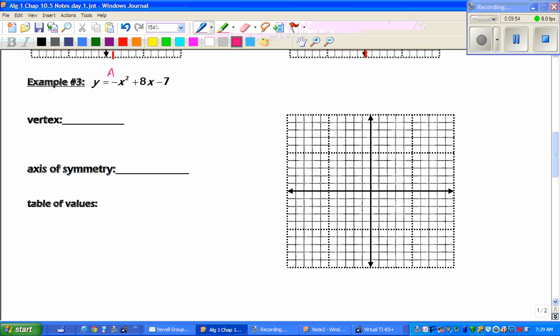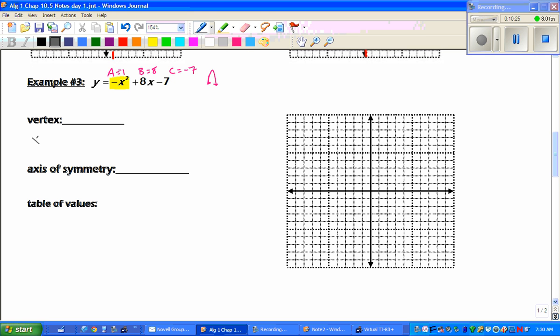Let's write down what A is, which is negative 1. B is 8, and C is -7. Now let's take a look at our quadratic term. Is it going to be facing up or facing down? Okay, this one's actually going to be facing down because the leading term, the quadratic term, is negative.